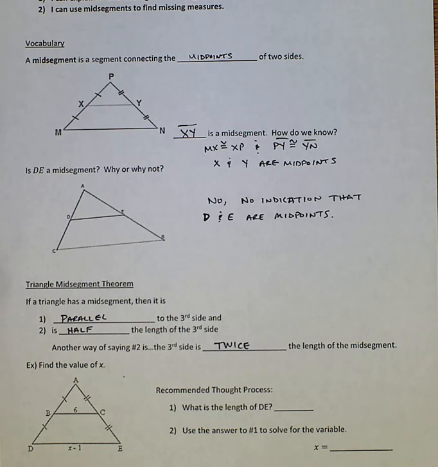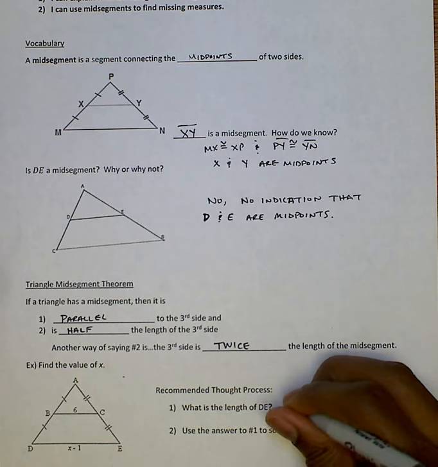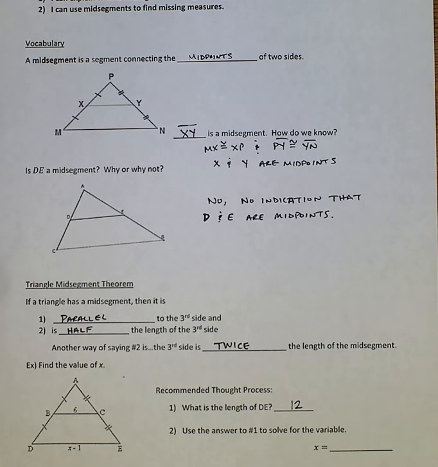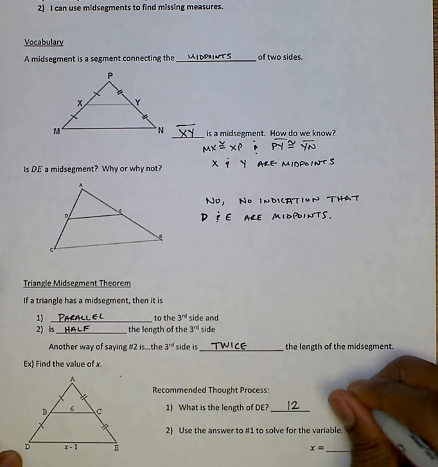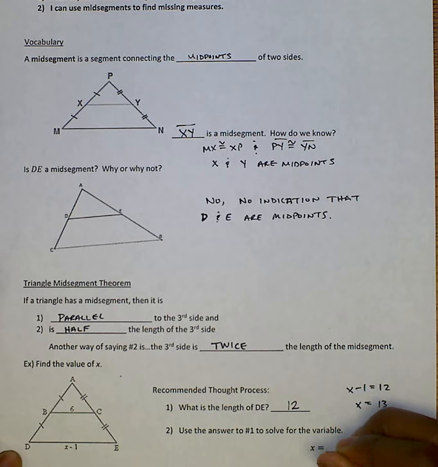So, I'm going to do an example for the triangle midsegment theorem at the bottom of the page. It says find X. Now this is how I recommend you go through this. What is the length of DE? Looking at this diagram, we know BC is 6, so DE has to be 12. Double that. Now I'm going to use this answer and say, I know DE is 12, so X minus 1 equals 12. I can find out that X is 13. Okay, so not terribly difficult.